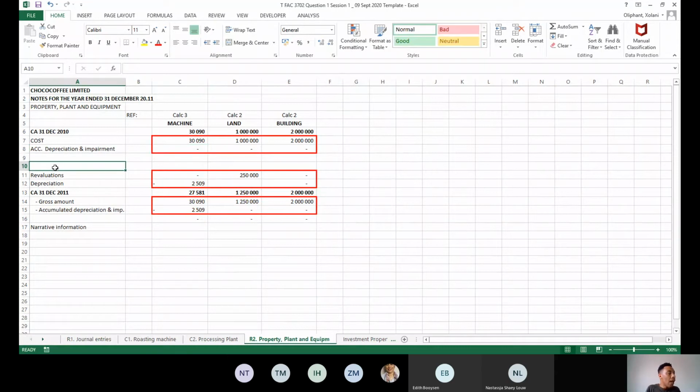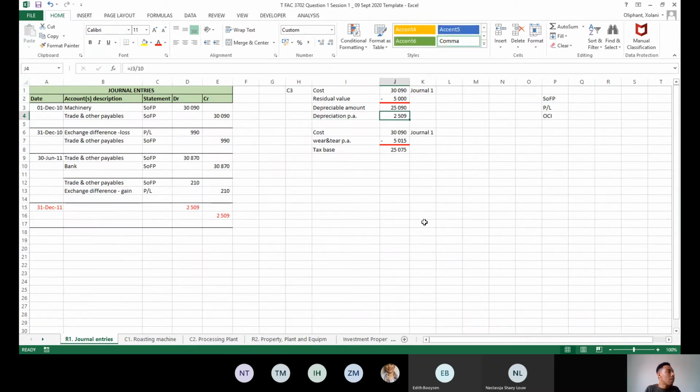But now in the current year, I will just, for the purpose of the exercise, say current year. You don't have to do that in your solution. So I'm saying this deals with the current year. I've already determined the depreciation per annum. The depreciable amount is 25,019, and depreciation on machinery is over a useful life of 10 years, so you divide by 10 years, and it gives you 2,509 per annum, right?